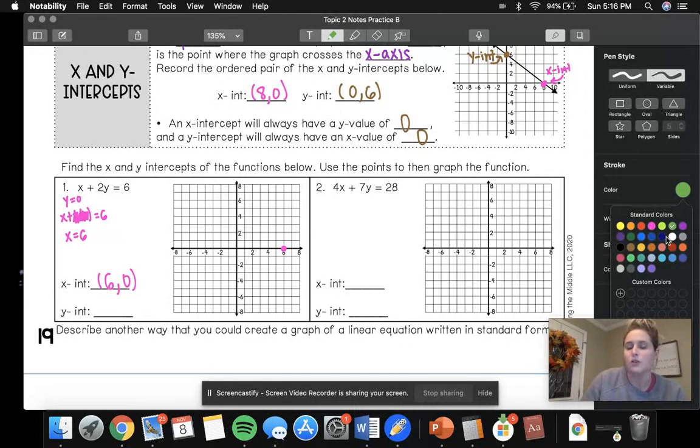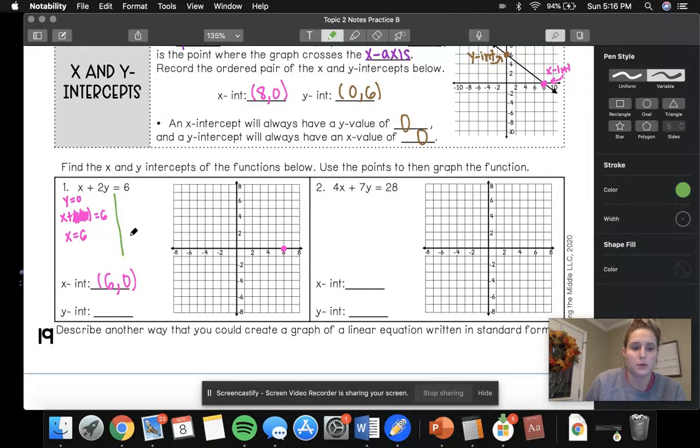Okay. I can also find the y-intercept, so I'm going to do that too. A y-intercept is when the x value is 0. So I'm going to say x equals 0. I'm going to rewrite this function again with a 0 for x. So 0 plus 2y equals 6. Well, 0 is nothing, then I have 2y equals 6. I'm going to divide by 2. y equals 3. So as a y-intercept, this is when x equals 0, y equals 3.